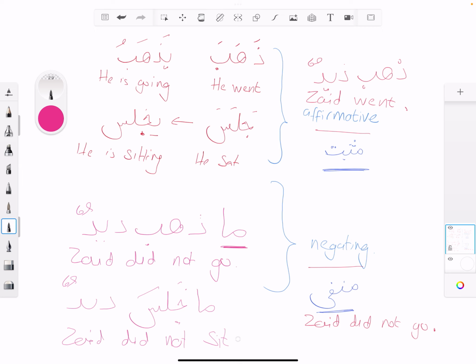That's the basic one. But notice, and this is what I want you to notice first and foremost, that the ma comes before a particular type of verb. What type of verb is it, guys? Madi. So here it's coming before a past tense. Ma dhahaba Zaydun. Everybody okay with that? Straightforward. Ma dhahaba Zaydun.